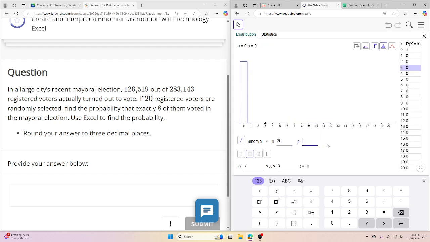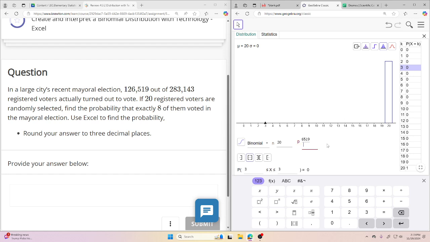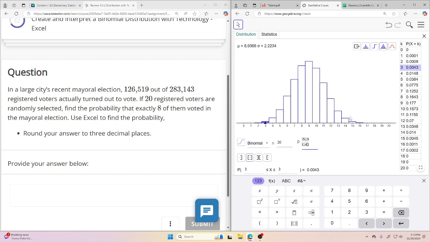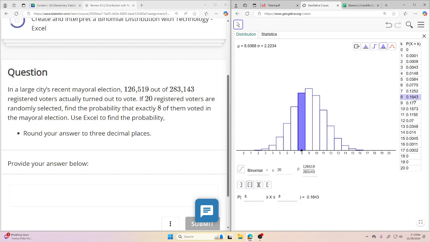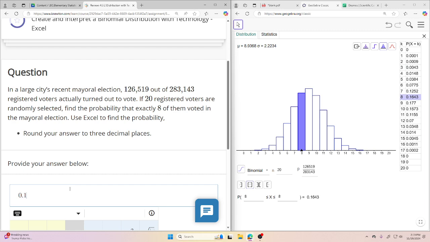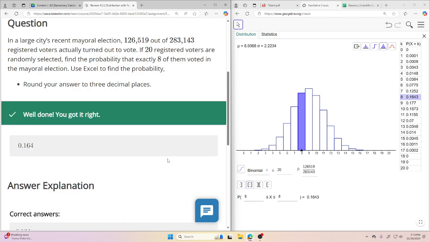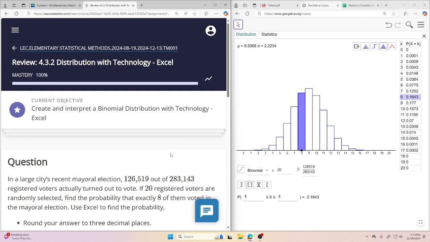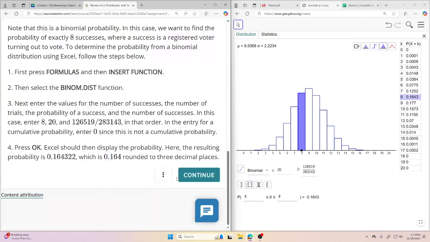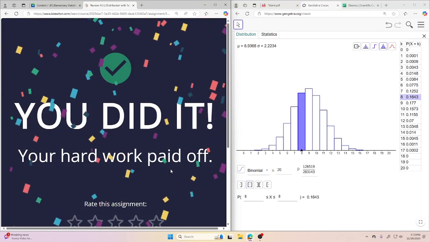I'm just going to put both of these in because you can do that. 1, 2, 6, 5, 1, 9 divided by 2, 8, 3, 1, 4, 4, 4, 3. There you go. I put the whole thing in there. It says exactly 8, so I'm going to do 8 and 8, or you could just look right here. There we go. That's way easier. 1, 6, 4. Awesome. So, yeah, organizational chart. Got 100%. We did it. Yay!